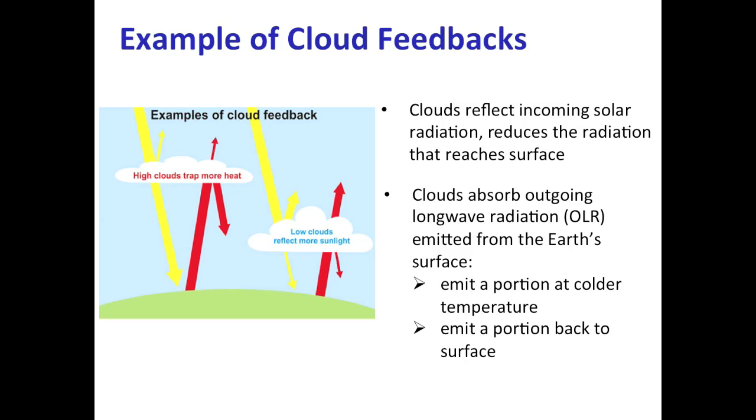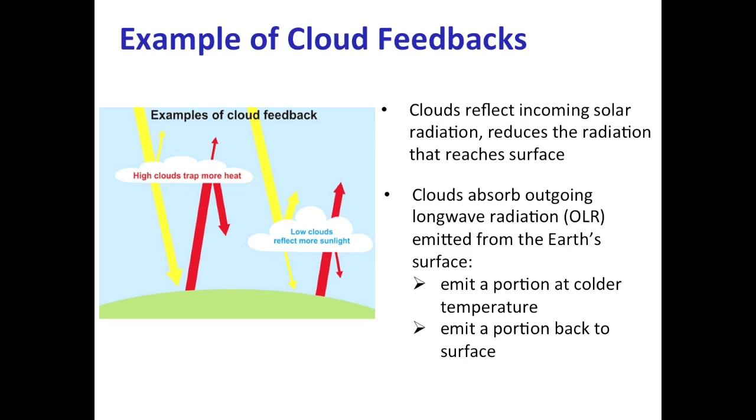On the other hand, clouds absorb outgoing long-wave radiation from Earth's surface, then emit a portion at a cooler temperature and emit a portion back to the surface. So they basically trap a portion of the long-wave radiation, as indicated by the red arrows in the picture. Therefore, relative to a no-cloud condition, they result in a warming effect. So with respect to long-wave radiation, when there is more cloud, there is more absorption of long-wave radiation. This results in more warming, and warming results in more cloud. So this is a positive feedback since it amplifies the initial change.